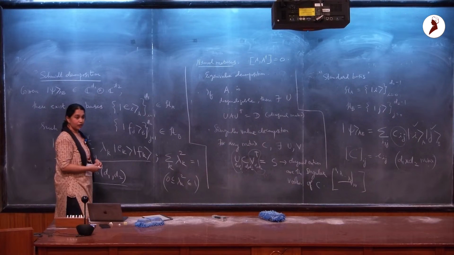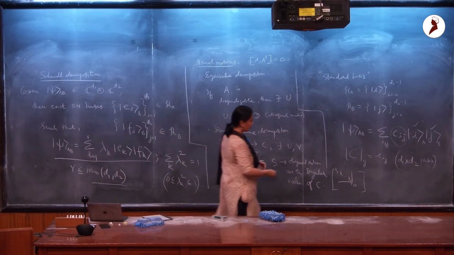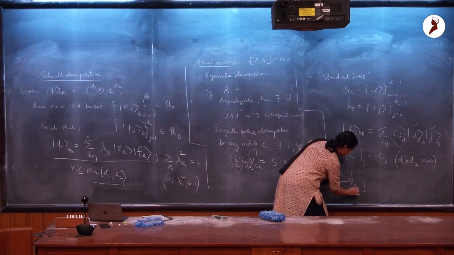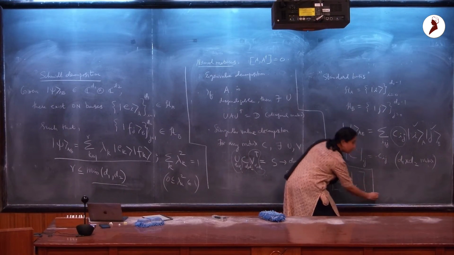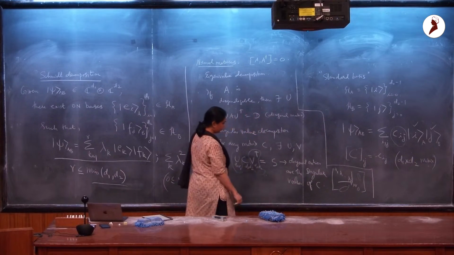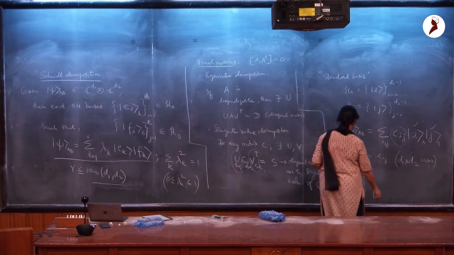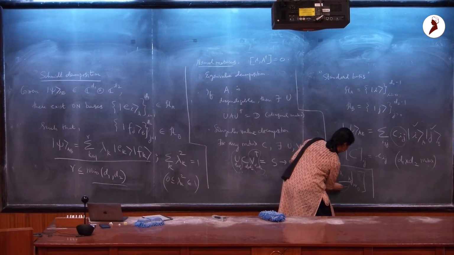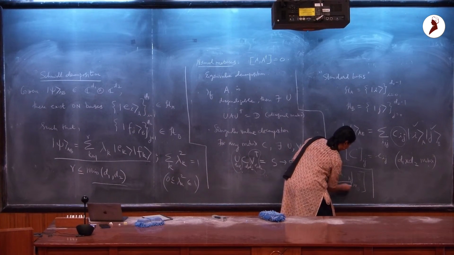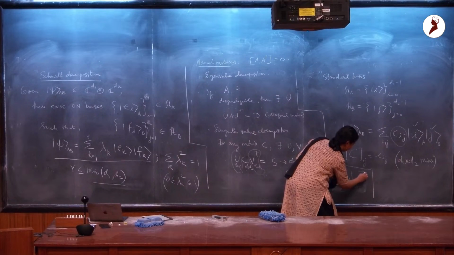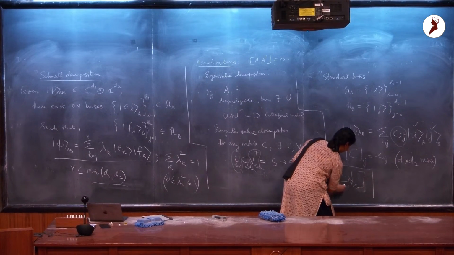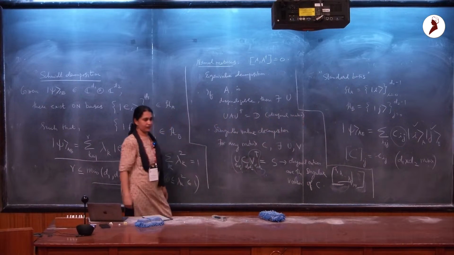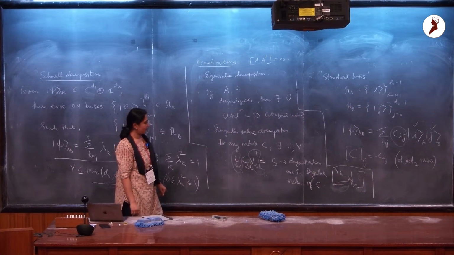All other elements will be zero. Yes. I mean, this one is D1 cross D2. So let's say it's like this. Yes, absolutely. Something like this.